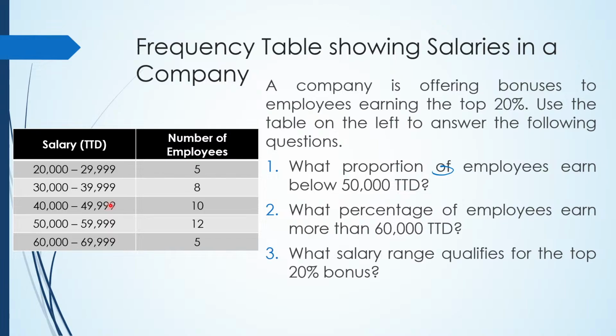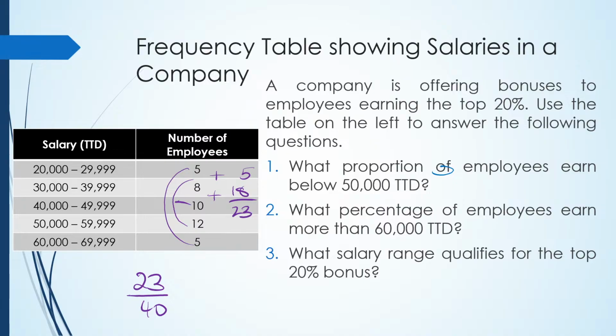So what proportion of employees earn below 50,000? Here is 50,000, here is below 50,000. So we're taking this value and this value. We have 10 plus 8 plus 5, so that is 18 plus 5 is 23, right? So the proportion is 23 out of the total. We know that the total is simply this and this, that's 20, 30, 40, so 23 out of 40, right? That's the proportion of employees who earn below 50,000.